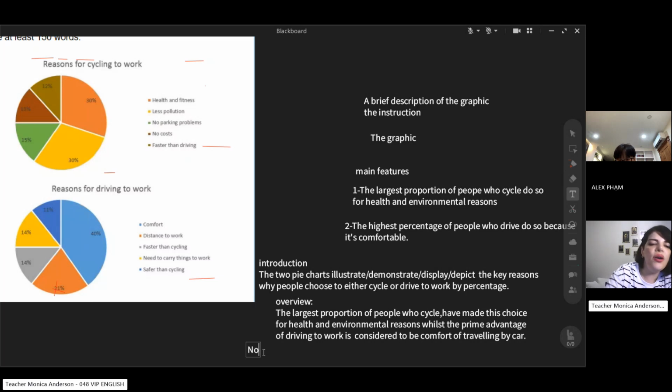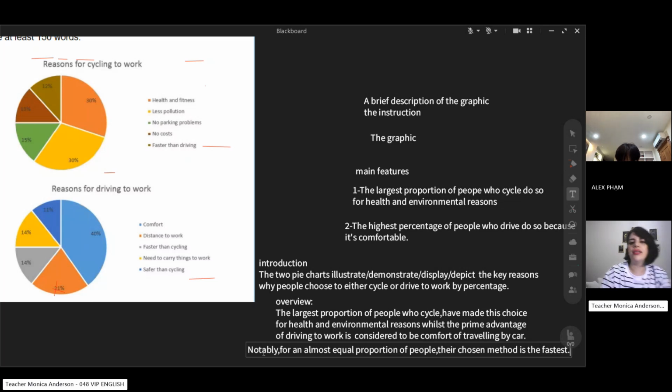Now let's add this equality, so why not, we can mention it. We can say notably, it's noticeable, it's visible, notably an almost equal proportion of people, their chosen method is the fastest. Just this. This is what I mean.